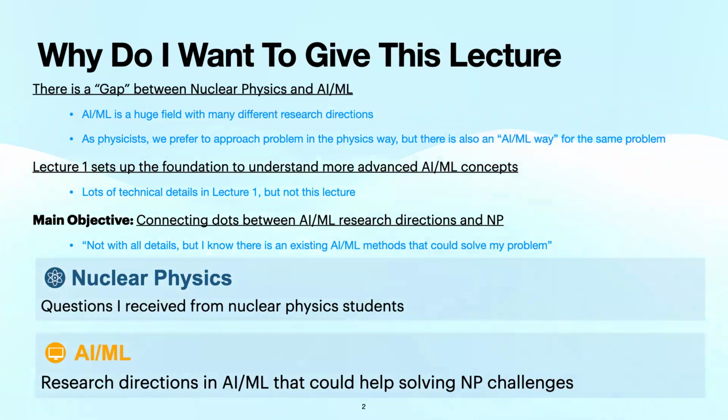I use those questions to guide the flow of the lecture slides. The second block is AI ML, which is the research directions in the AI and machine learning community that could help us solve those nuclear physics challenges raised by students. I'm going to try to go through each of these questions, and at the end of every question, I will leave some time for you to ask questions if there is some confusion about the concept.